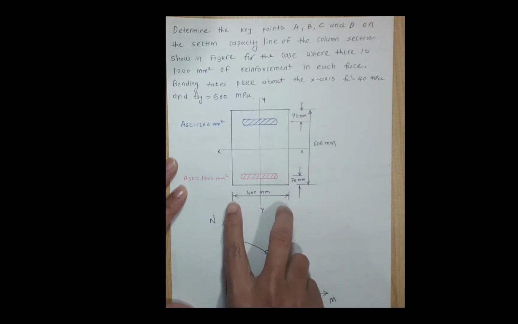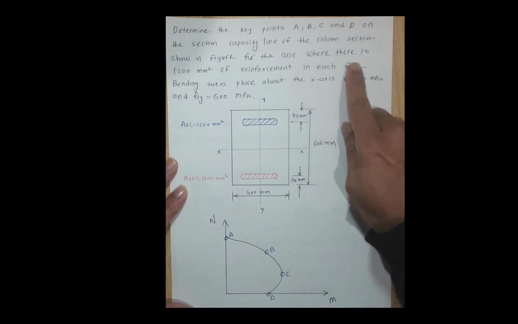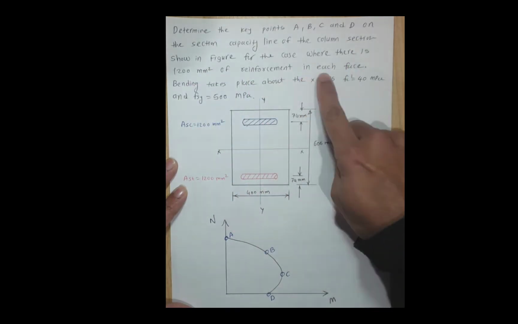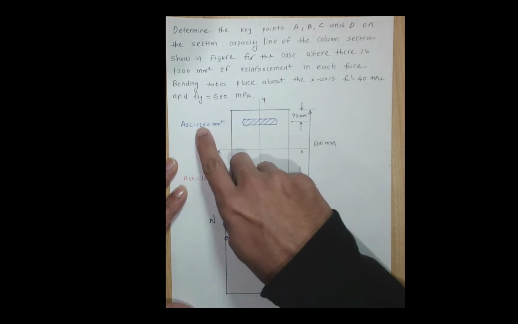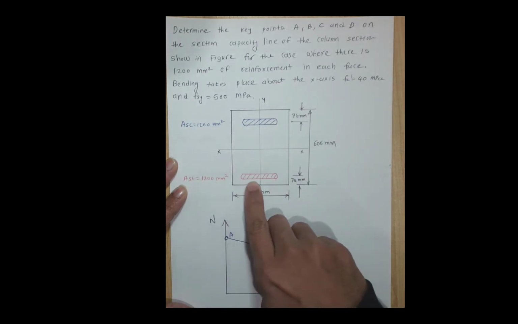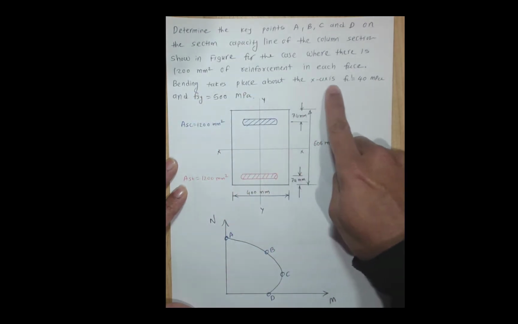So that column is reinforced. The RC column is given as 400 millimeters by 600 millimeters, where there is 1200 millimeter square of reinforcement on each face. So there is compression reinforcement of 1200 millimeter square and tensile reinforcement of 1200 millimeter square. Bending takes place about the x-axis.